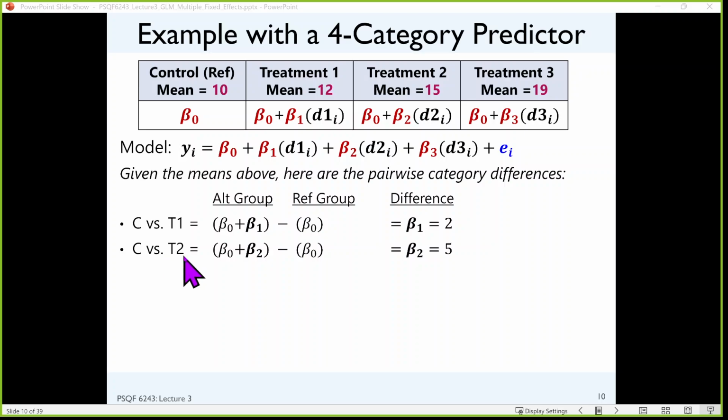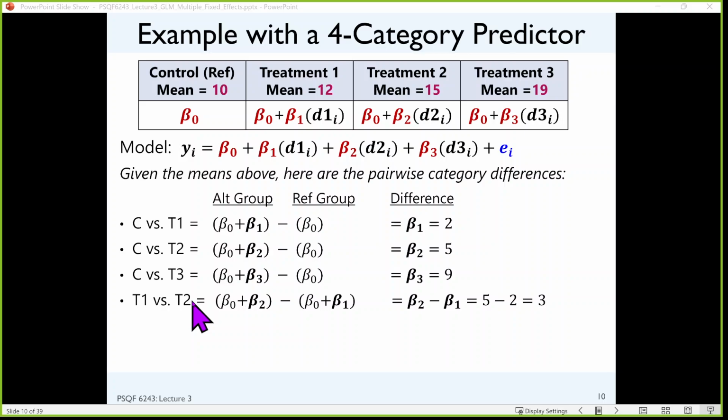Likewise, control versus treatment 2, directly given by beta 2. That would be a coefficient of 5 to differentiate these two. So beta 2 has to be 5 to make up this mean difference. Likewise, beta 3 would have to be 9 to get 19 versus 10. Yes, combinatorics. I have them memorized up to about 6, and then after that I can't do it.